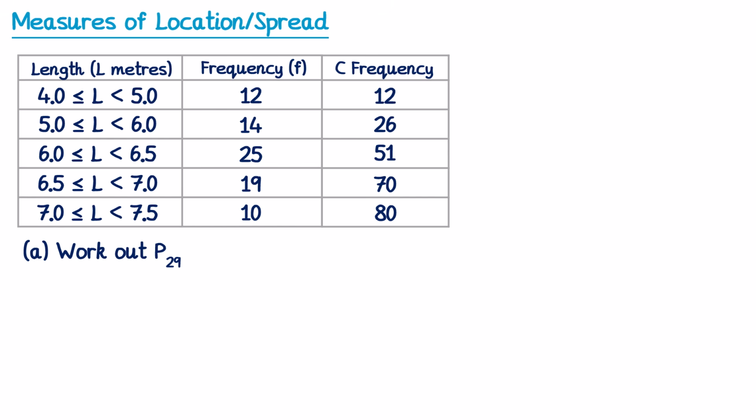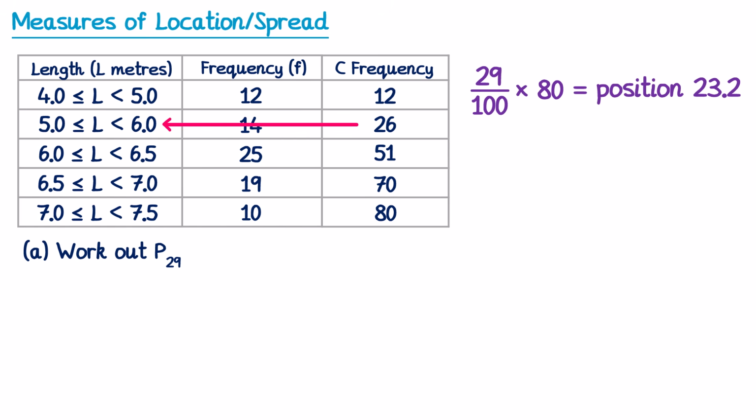We can see from the cumulative frequency column that n is 80, so we need to find 29% of 80. So we do 29 over 100 multiplied by 80, which gives you position 23.2. And just like in the previous example, we're not going to round that, so we're going to look for position 23.2. We can see from the cumulative frequencies that it'll be in the second group.